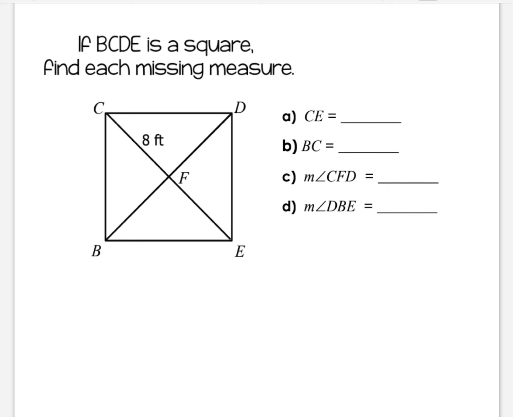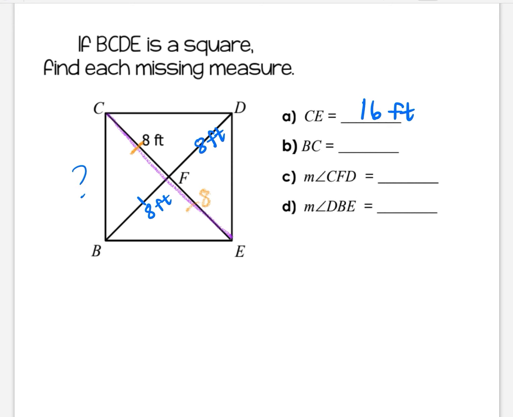So we have CE, we are asked where CE is, and CE is the whole thing. So if this is 8, then therefore this is going to be 8 as well. Then therefore CE is going to be 16 feet. And we are asked to find BC. So if this is 8, each of these right here are also going to be 8 feet. And we are to find BC.